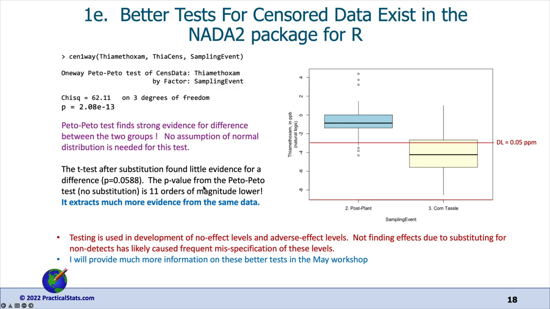This is far better. It extracts much more evidence than the other test did, the t-test with substitution did, from the same data. The t-test is used in development of no effect levels and adverse effect levels. And not finding those effects due to substitution has likely caused those no effect levels to be too high.